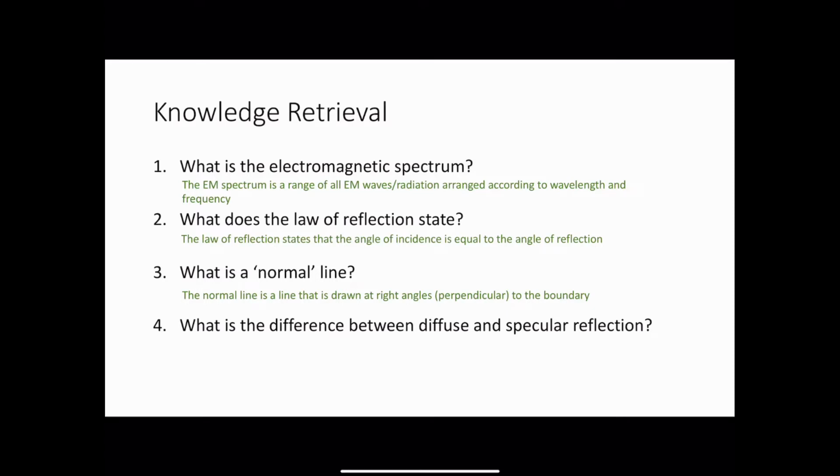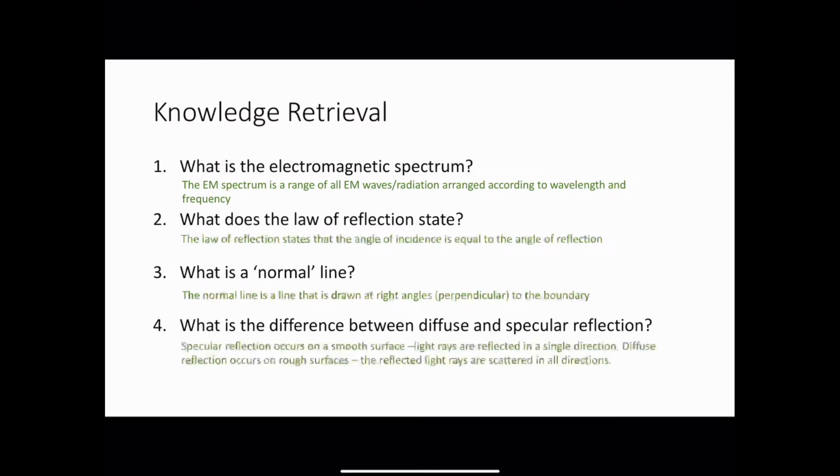And finally, question number 4 asks you the difference between diffuse and specular reflection. Specular reflection occurs on a smooth surface, for example, something like a mirror or a shiny piece of glass, and light rays are always reflected in a single direction from that. On the other hand, diffuse reflection occurs on rough surfaces, so this might be something like a tabletop or a window ledge. In this instance, the reflected light rays are scattered in all directions.